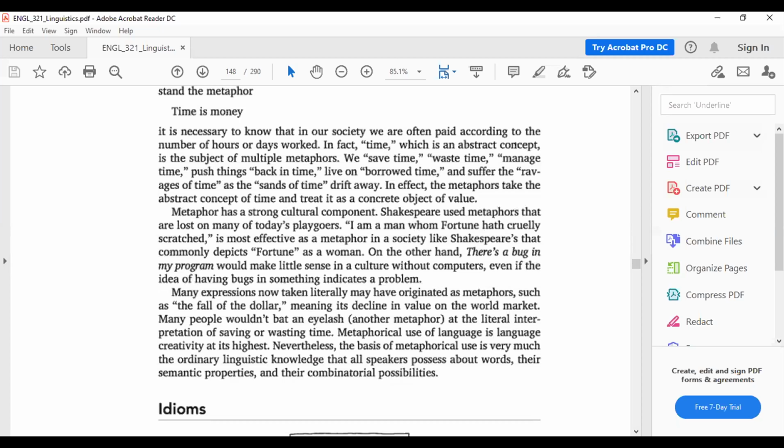Time, which is an abstract concept, is the subject of multiple metaphors. Sometimes we say we save time, we waste time, we manage time, we push things back in time, and so on. These are all metaphors.